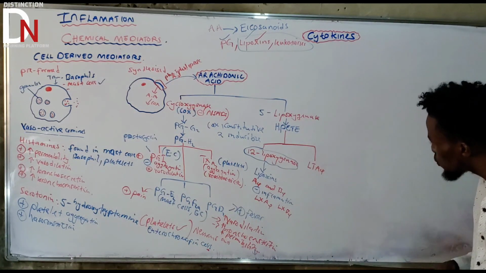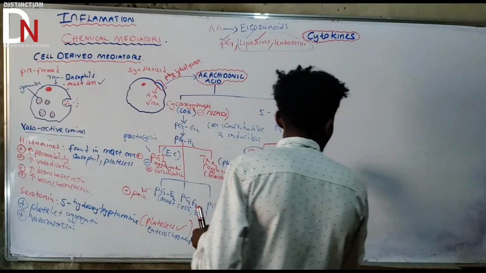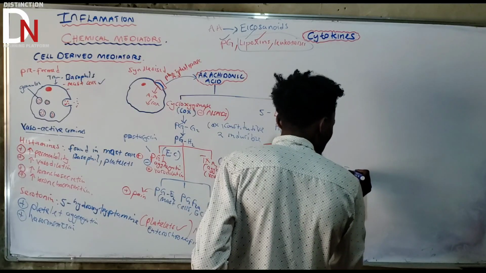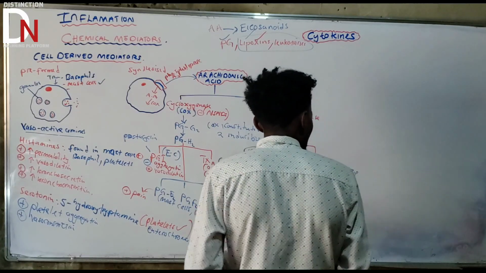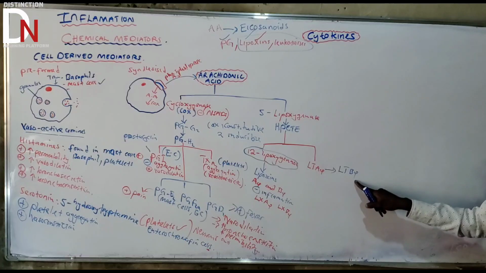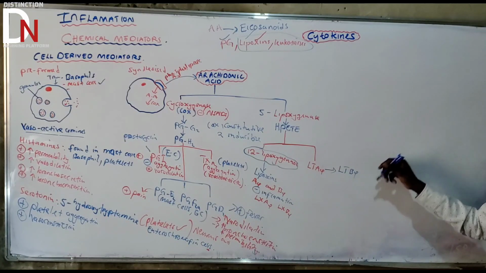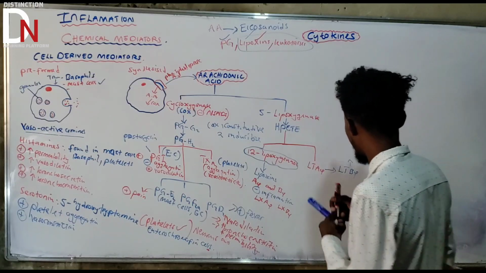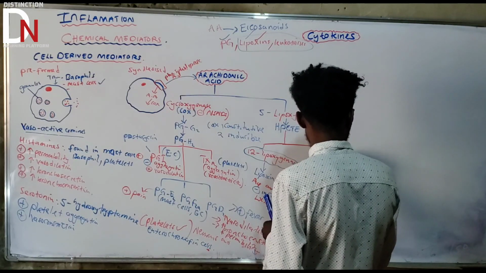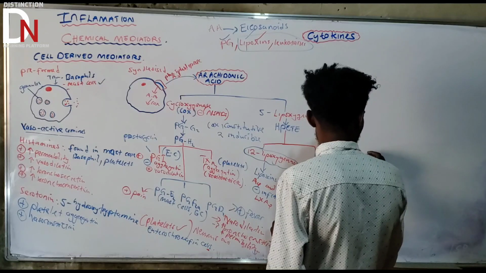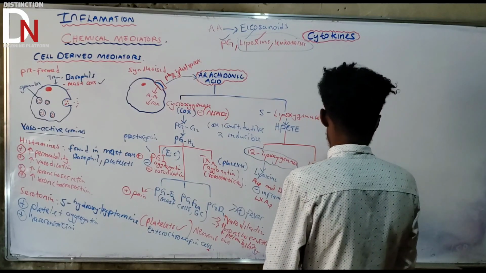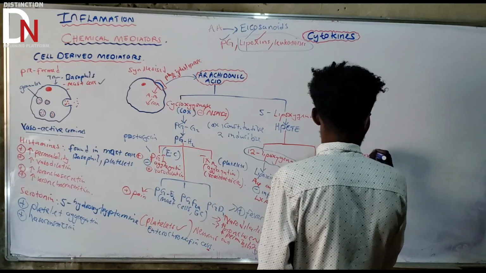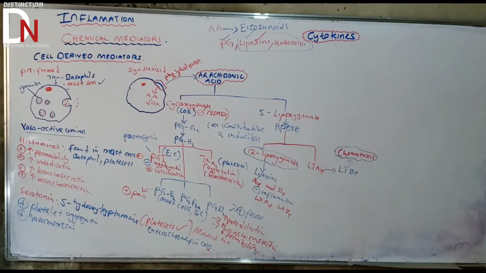Also here, A4 is the major important one. It's the one that's going to produce leukotriene B4. Remember that leukotriene B4 is important in chemotaxis. We'll talk about the function of this, but let me just write it: chemotaxis. Very, very important in chemotaxis.